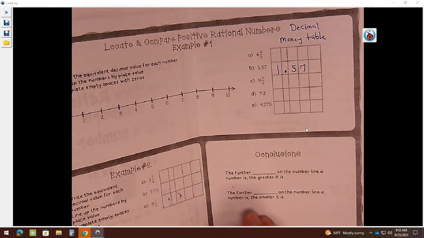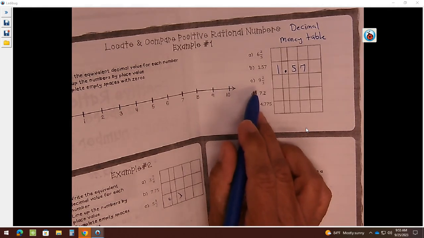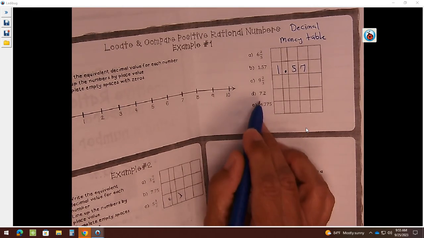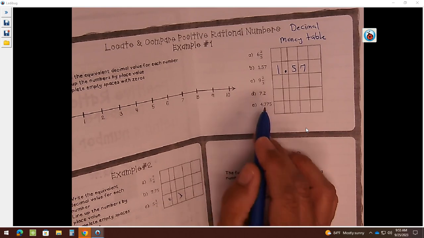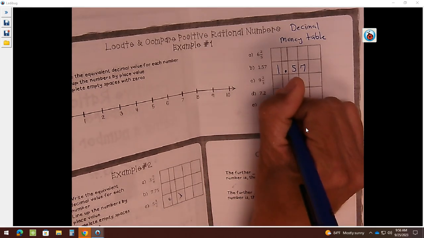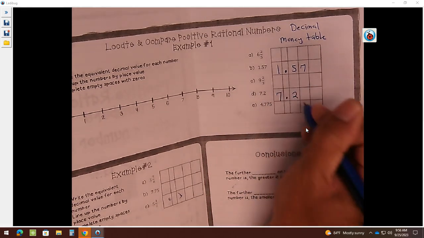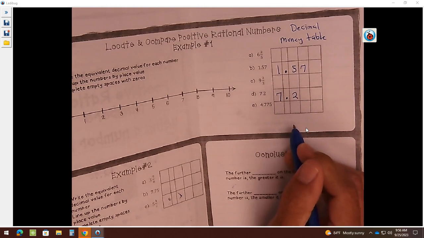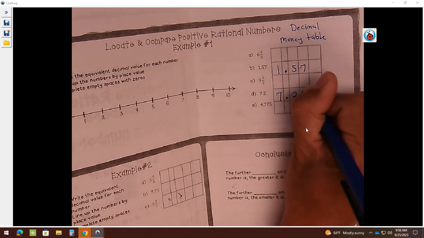Is point C already in money? No. Is point D in decimal? Yes. Is it in money? No, it's decimal, but not money. So let me put the decimal first: 7.2. How would I make it money? That's all you do. Now it's money.